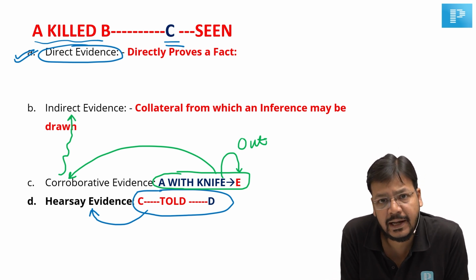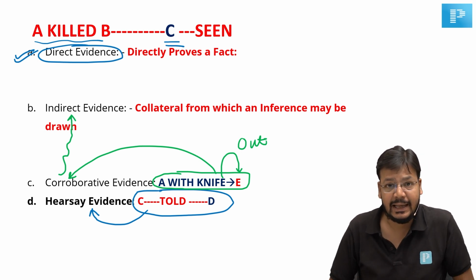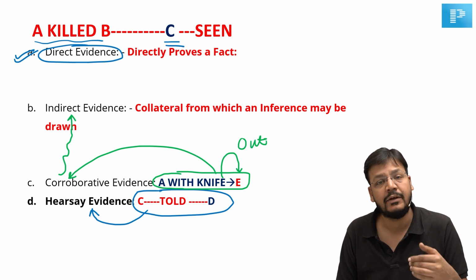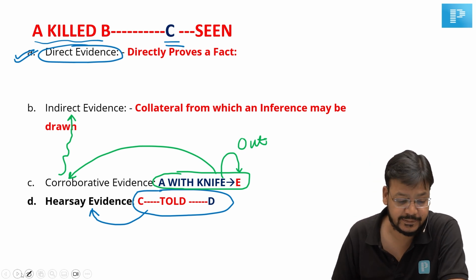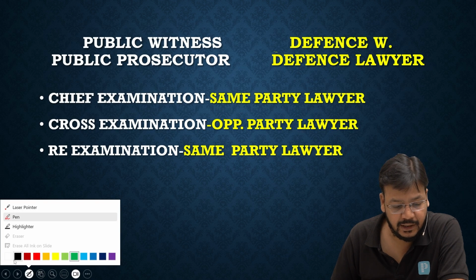If you have seen the crime, you are direct evidence. If you heard about the crime, you are a hearsay witness. And A came out with the knife and E has seen it, that is corroborative evidence, which is indirect evidence.